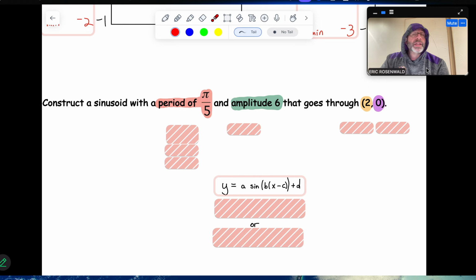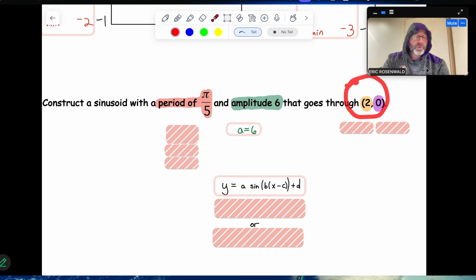So when we are given information, we're going to piece together the a, the b, the c, the d value, and then we're going to put them into the function to get an overall equation. Some of this is very easy. For example, the amplitude is 6. Well, that's easy. That's our a value that happens to be in our problem.